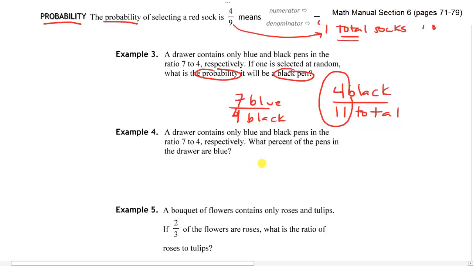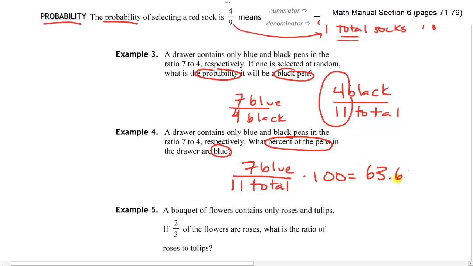Next, example 4, a similar example. We've still got these same 7 blue, 4 black pens. Now they want the percent of pens that are blue. So what we're going to do is 7 blue out of 11 total, similar to what we just did in the previous question. And we're going to multiply that by 100, and that is going to give us our percent. 7 divided by 11 times 100 is going to be 63.6%.